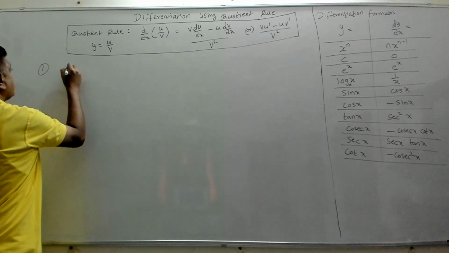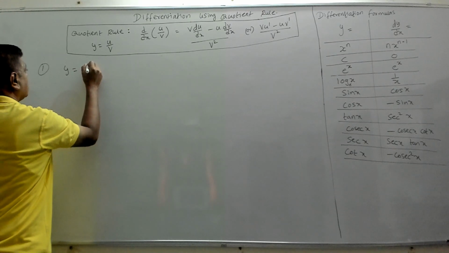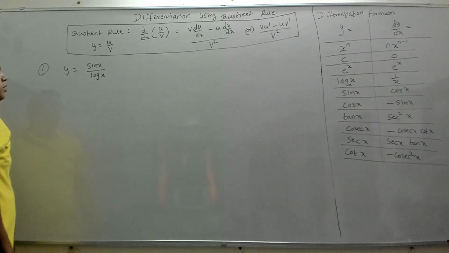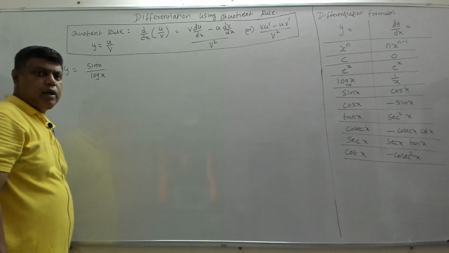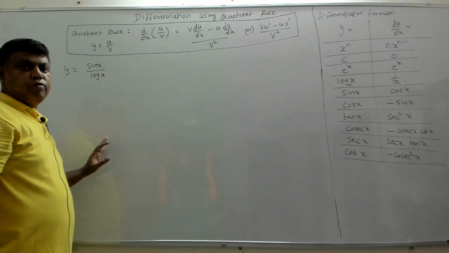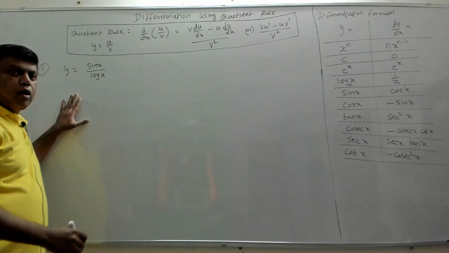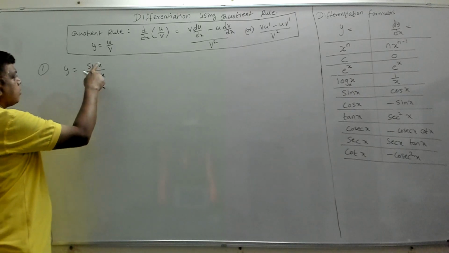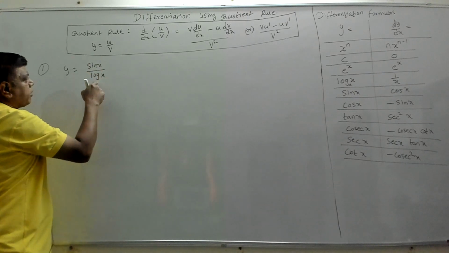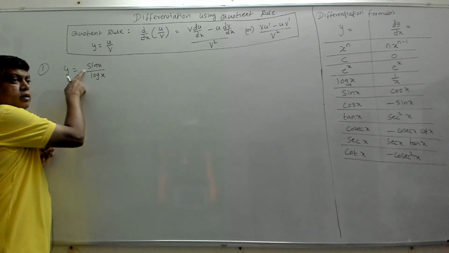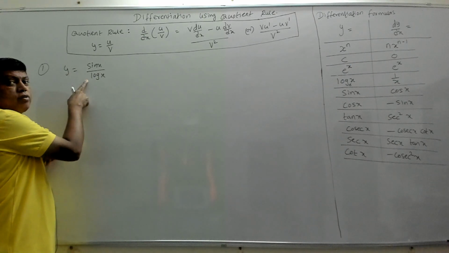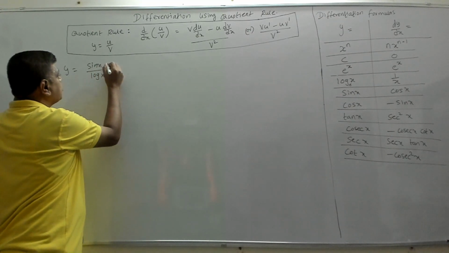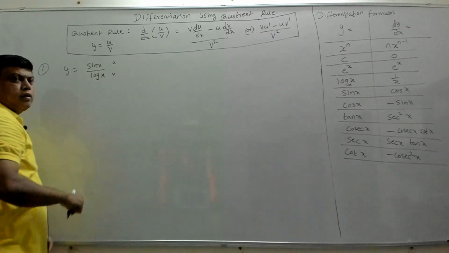Suppose we have y is equal to sin x by log x, and we have to find the derivative of this function, or differentiate this function. When you observe this function, you see that the numerator is a function of x and the denominator is a function of x. So we can call the numerator u and the denominator v.